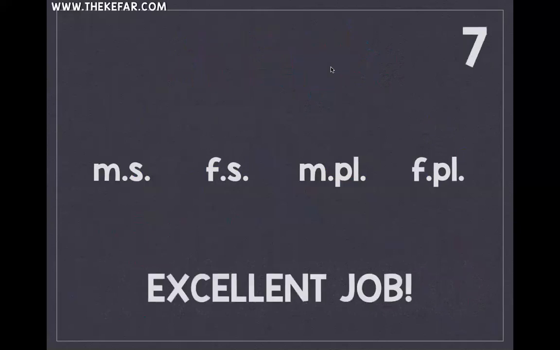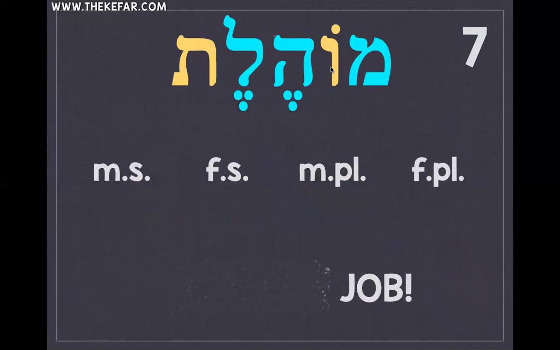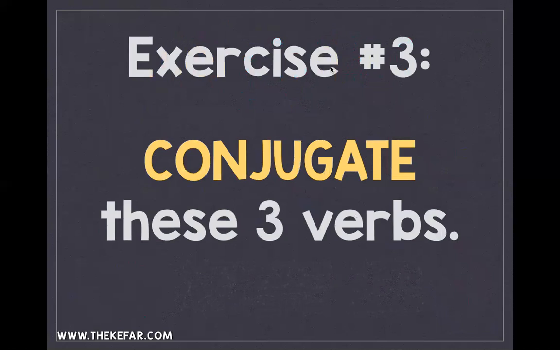And our last one is mohelet. And mohelet is feminine singular, O-E-Et. That's our sound pattern for our regular verbs and our aha verbs. Right, so we have one last exercise.